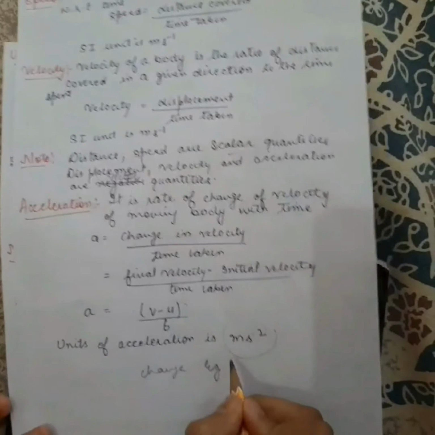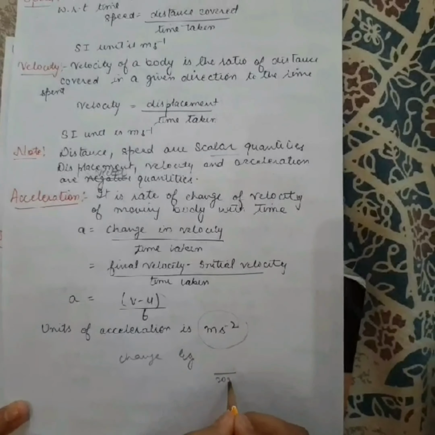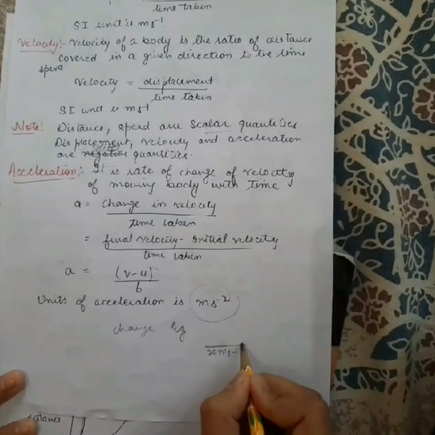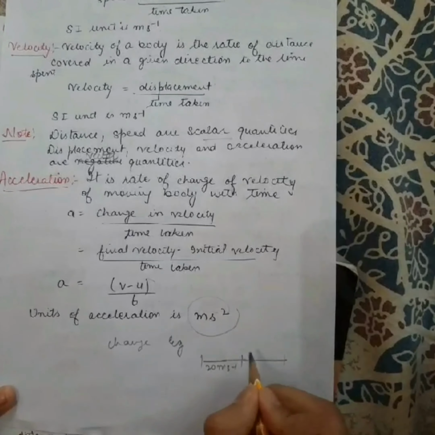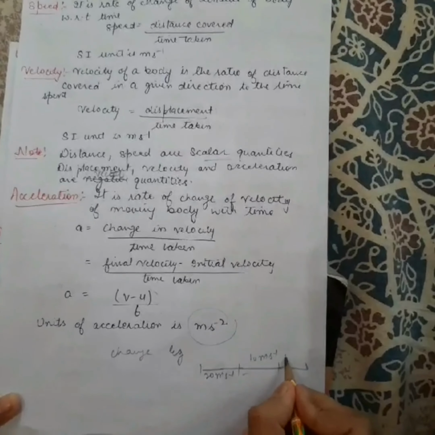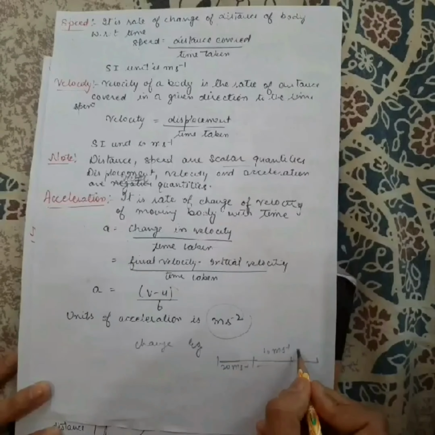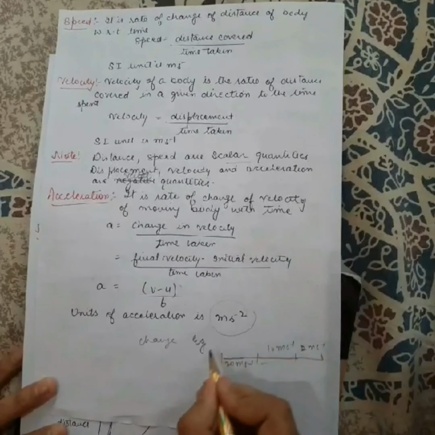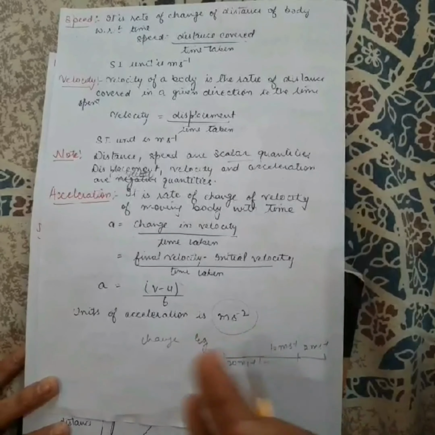Example, if an object is moving with a 20 meter per second speed in the first hour, in the second hour it covers 10 meter per second speed, and in the next hour it will cover the distance with a speed of 2 meter per second. So speed is changing over here, which means that the body is accelerated.